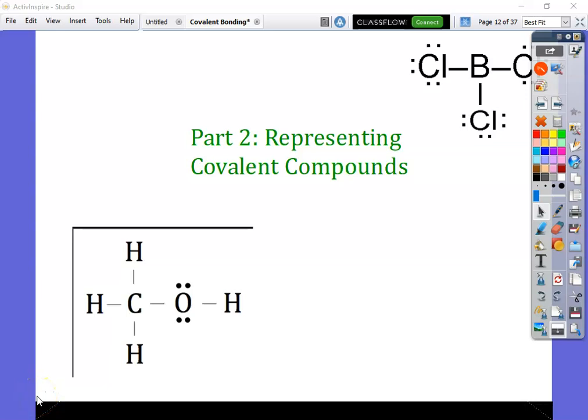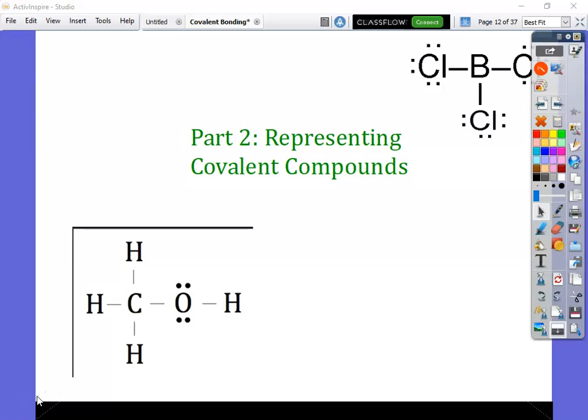Hey everyone, now we're going to take a dive into the second part of this unit. Now that we know how to name covalent compounds and organic compounds, that special kind of covalent compound, we are now going to take a look at representing covalent compounds.